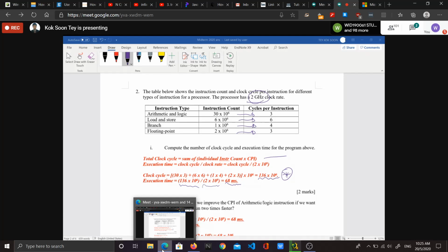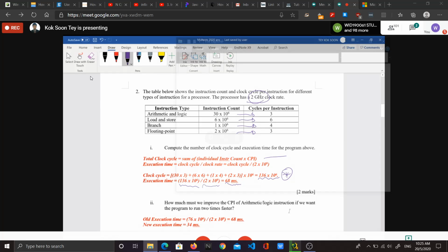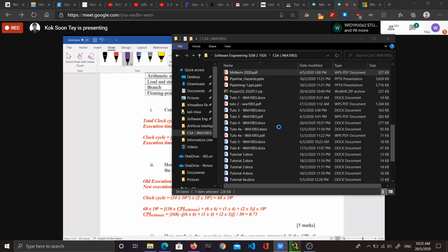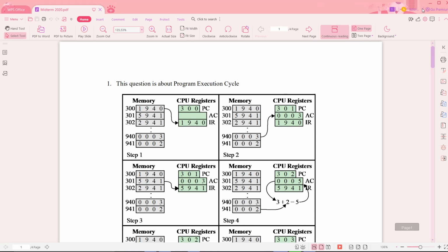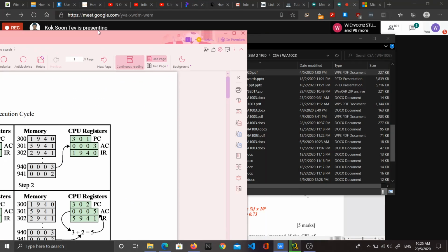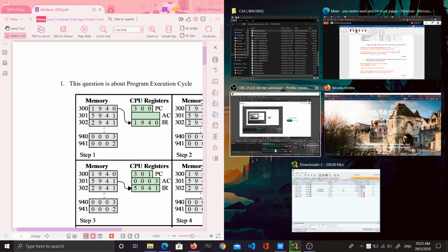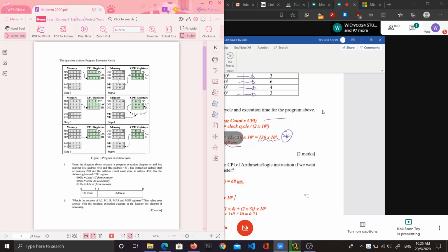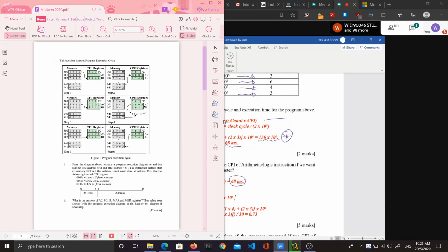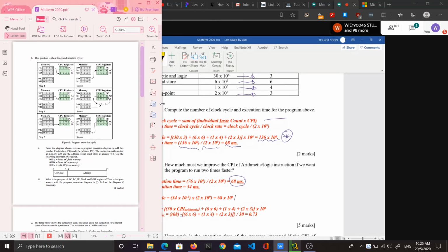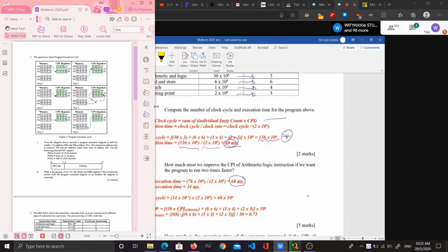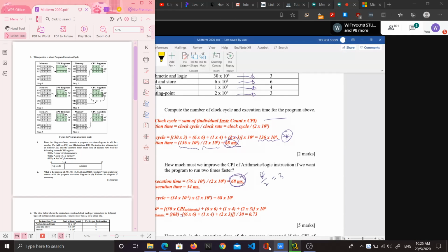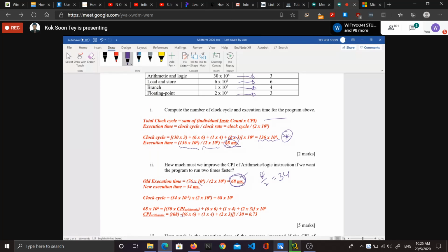Okay, any question on this one? No, then we go to the next one. They are asking how much we need to improve the CPI of arithmetic and logic if we want the program to run 2 times faster. Okay, so this is your old execution time, the one you get from here, 68 milliseconds, right? So they want it to run 2 times faster, get 34, right? So the new execution time should be 34 milliseconds.